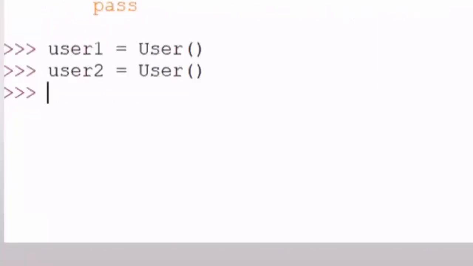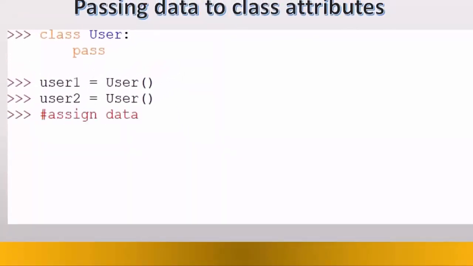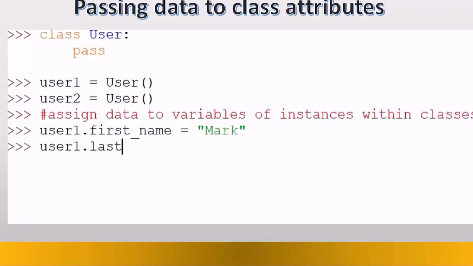In order to pass data to class attributes, we write down the name of the instance dot a variable and then assign data to it using assignment operator. Here we assign first name and last name to both user instances. To do so, you write down user1.firstName equals a name. The first name here is actually a variable within the instance of the class. The last name is also a variable of the user1 instance of the class.